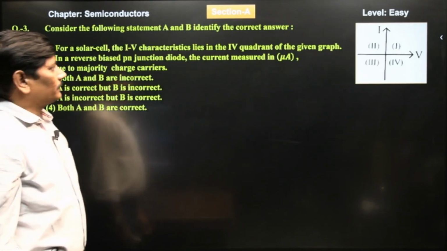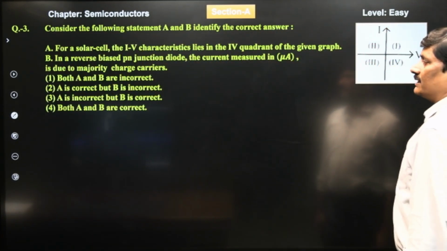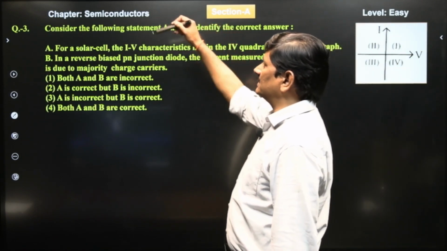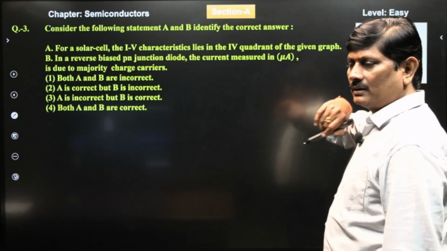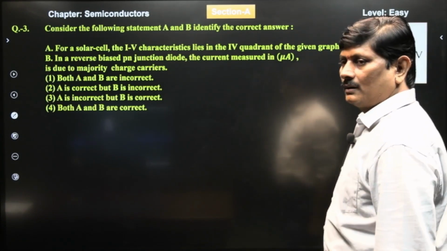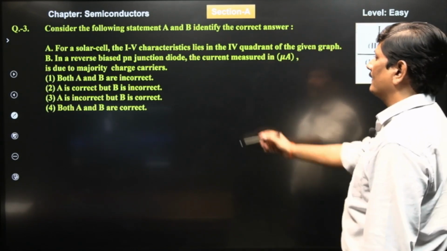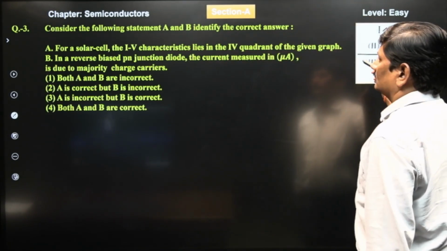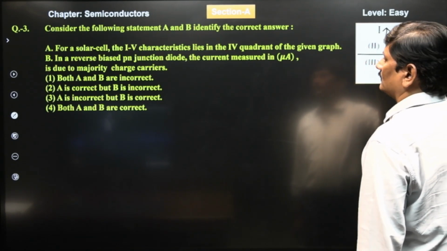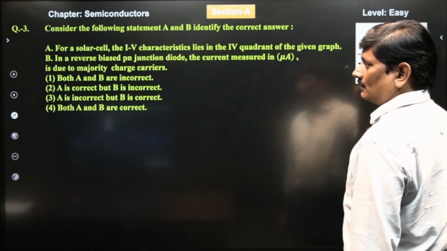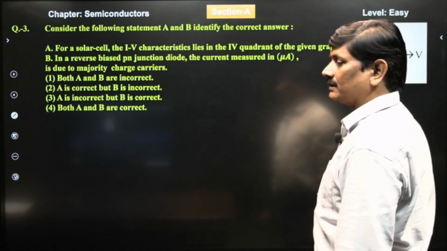Coming to the next question, it is a theory question, a conceptual question. You are given two statements. It is from semiconductors. It is an easy question. It is a conceptual question. Already you can find these sentences in the NCERT textbook, direct statements taken. You are given a graph representing the IV characteristics of a diode or an optoelectronic device, solar cell, LED, like that.